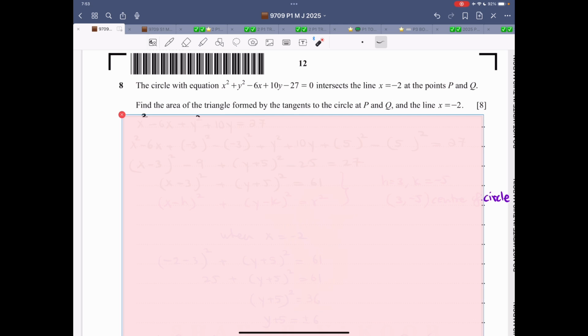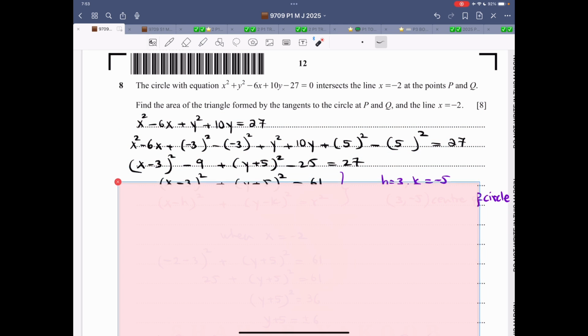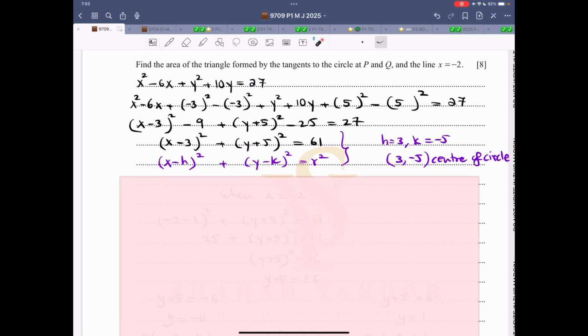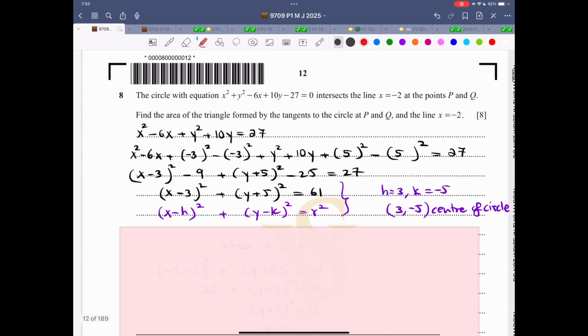Now, first things first, what do we need to do? We need the center of the circle. Now, how do we get the center of the circle? We have the x square term and the x term. We have the y square term and the y term. Let me just highlight it, use one color over here. We have the x square and then we have the x.